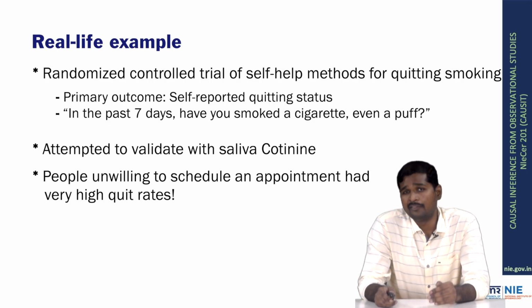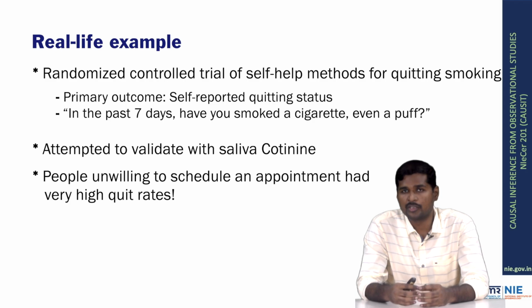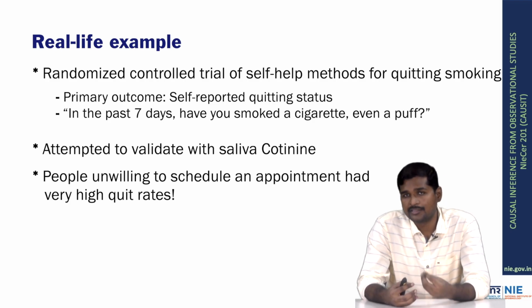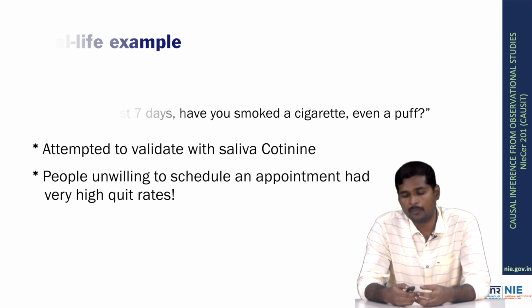And people who are unwilling to schedule an appointment for this particular test may have very high quit rates. So this is an example of how measurement of covariates or measurement of the outcome variables or the exposure variables can lead to errors, because that group of people who had very high quit rates did not want to schedule an appointment. Do you know why? So those people who know that their answers will be verified by this biochemical test or this laboratory test do not want to schedule an appointment, because you will find out that they had not said the truth or they have not been truthful when they answered your question. So this is an example of how we can identify the existence or the possibility of a bias or information bias happening.